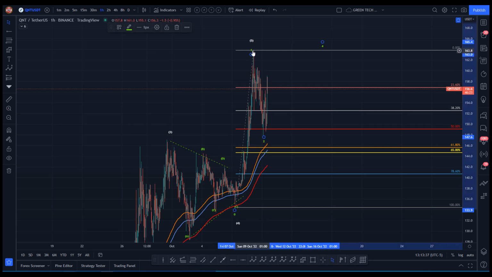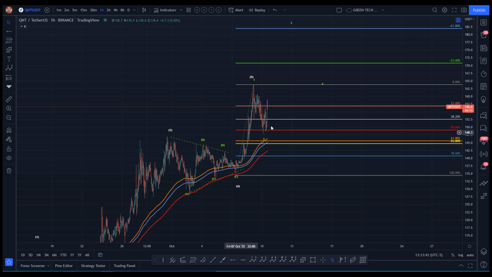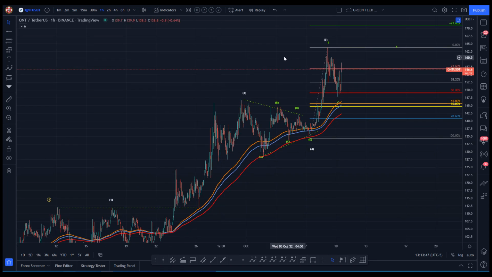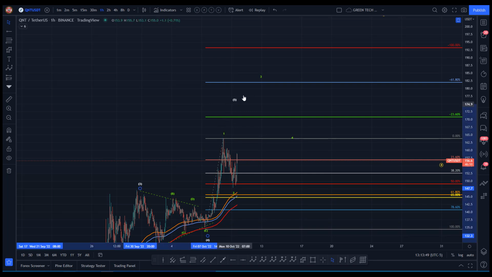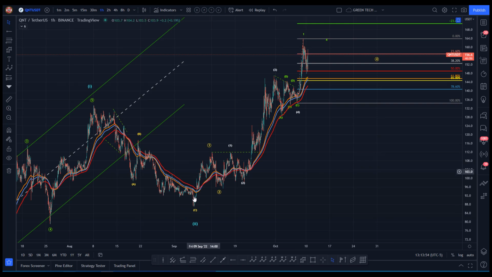So what can we say for sure? We have an impulse off of a triangle. But there's nothing that suggests that it has to be done, right? There's no reason we couldn't keep going here for an extension in the fifth. So we get an extension in the fifth. So it's a pretty good rip, right?